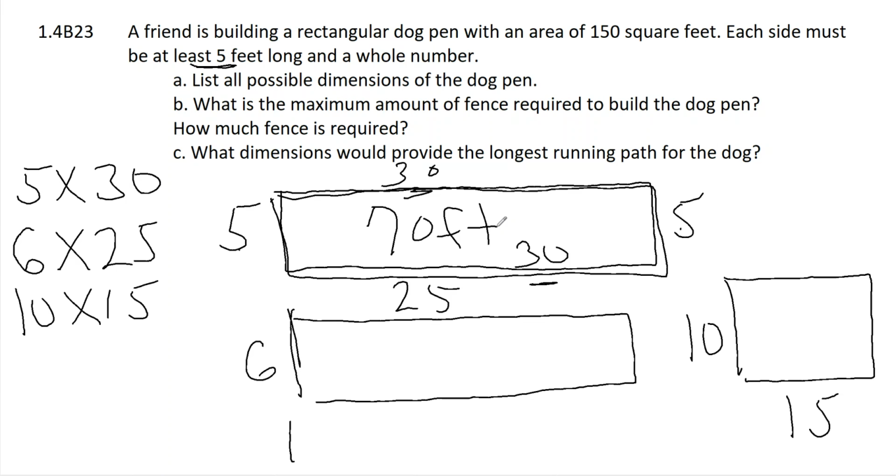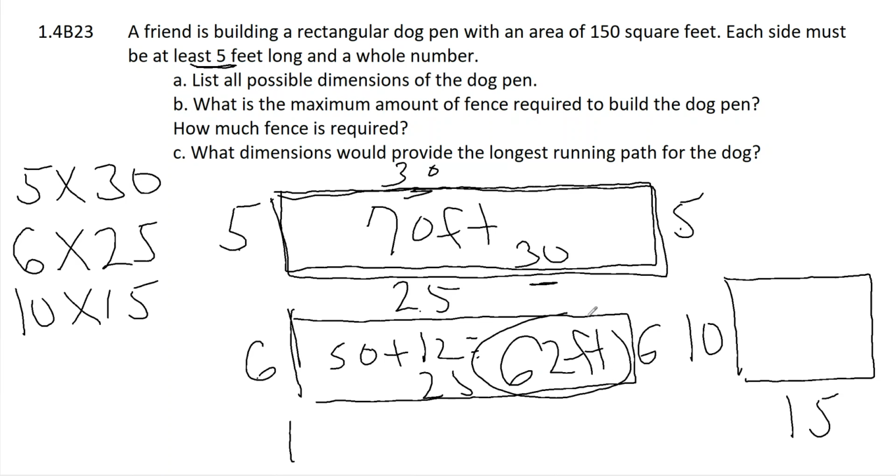Let's do the perimeter of this one. 25 plus 25 is 50. So I'm going to just make a note of that. 6 plus 6 is 12, and add those two together and we would get 62 feet of fence. And then finally over here, if we have 10 by 15, 15 plus 15 is 30, plus 20 is 50 feet of fence. So the maximum amount of fence that would be required would be 70 feet.